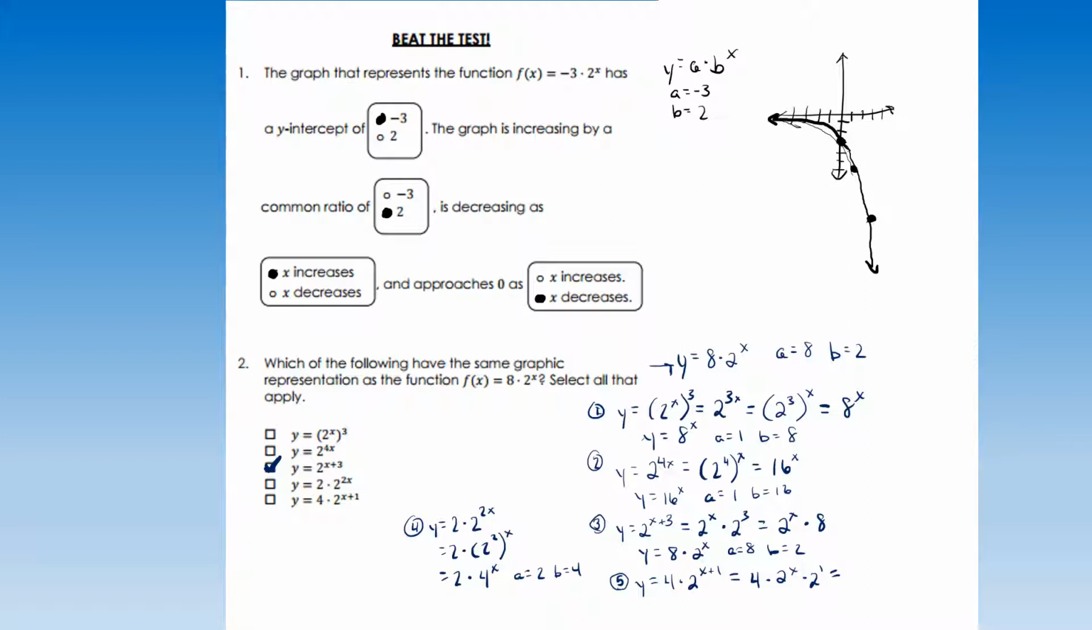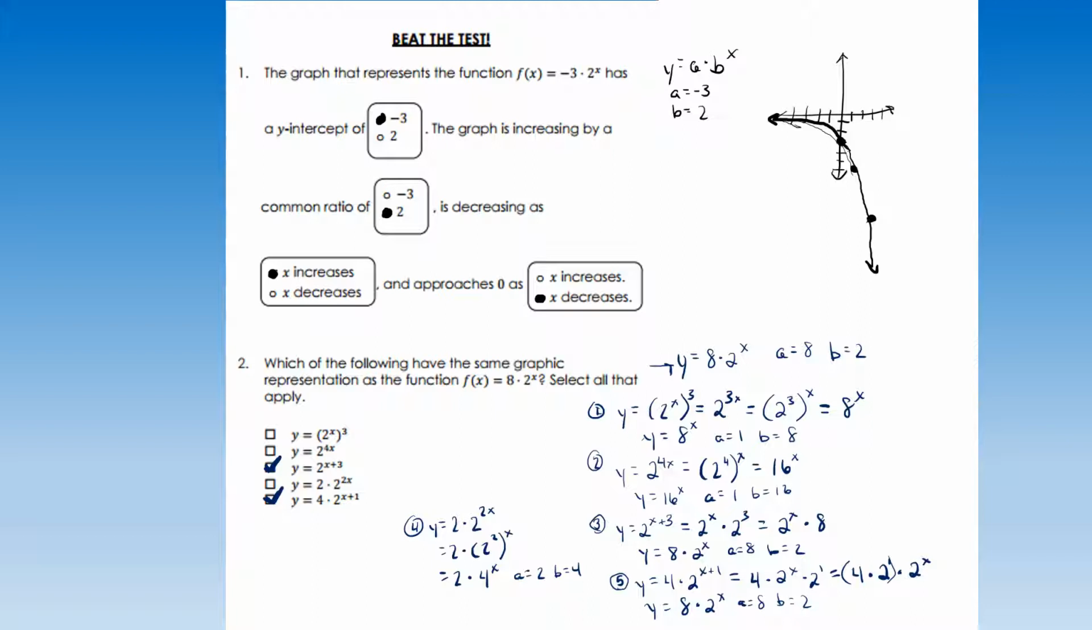Well, using what I know about the commutative and associative properties, I can rewrite this as 4 times 2 times 2 to the x, because 2 to the first is just 2. And then 4 times 2 is 8 times 2 to the x. So here a is 8 and b is 2, and now this equation is the same as my original one, which means this one was also an equivalent equation.